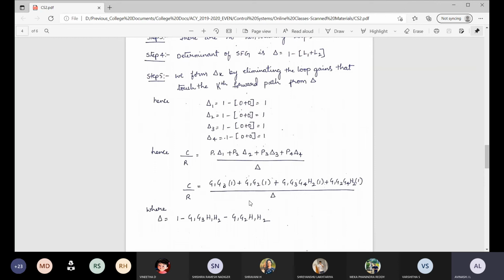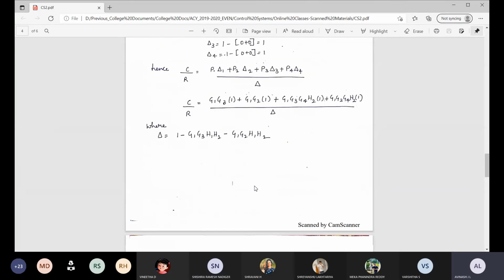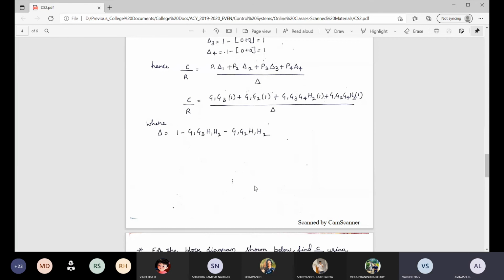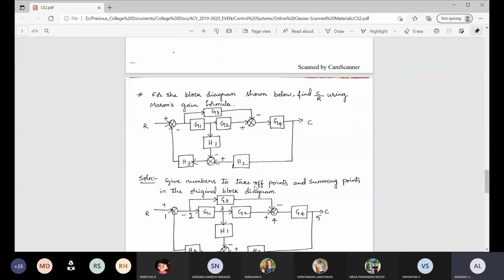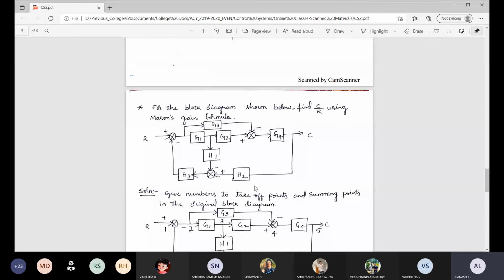Completed this one, all of you? Yes, sir. Okay. So is it clear to you, all of you? Yes, sir. Okay. So today homework, you please take down for the block diagram shown below. Find C by R using Mason gain formula.